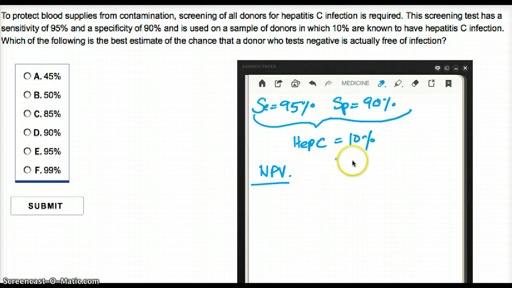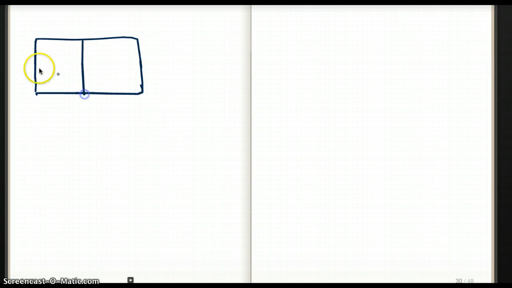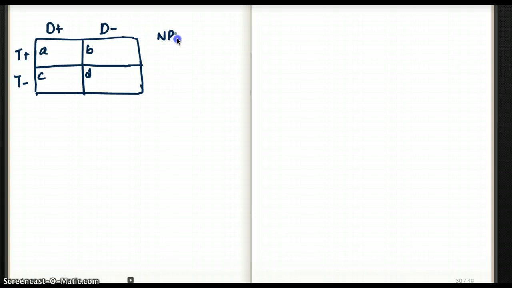Now, to find the negative predictive value, we have to fill up the box. So let's draw our box right here. We're going to start from scratch. If I were you, I would draw this out before the exam starts, because I always tend to rush and make mistakes. So this is disease positive, disease negative, test positive, test negative. This is going to be A, B, C, and D. And negative predictive value is going to be D over C plus D. That's the negative predictive value, right?